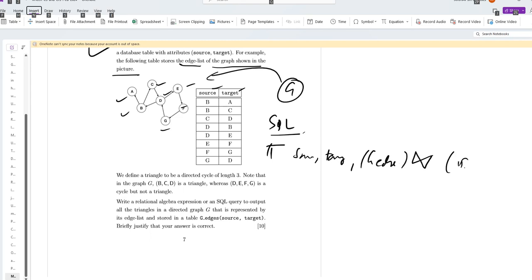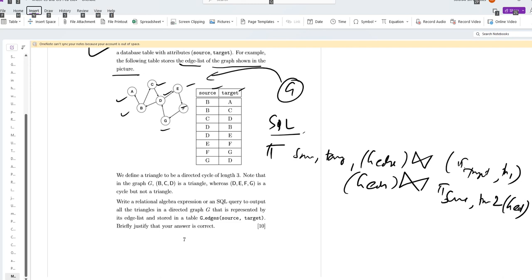Okay, so this target 1, G edges, target 2, G edges. Okay, so where target equals source 1, and target 1 equals source 2, and target 2 equals source.